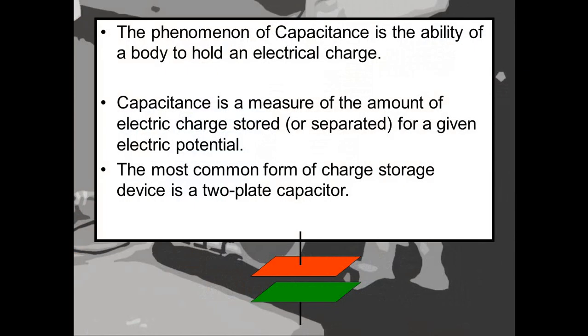So firstly, what's the phenomenon of capacitance? Well, it's the ability of a body to hold an electrical charge. Capacitance is a measure of the amount of electrical charge that can be stored, for a given electrical voltage or potential. So basically the most common form of charge storage device would be just really two plates. You can put a voltage across both these plates, and charge will move from one plate to the other.